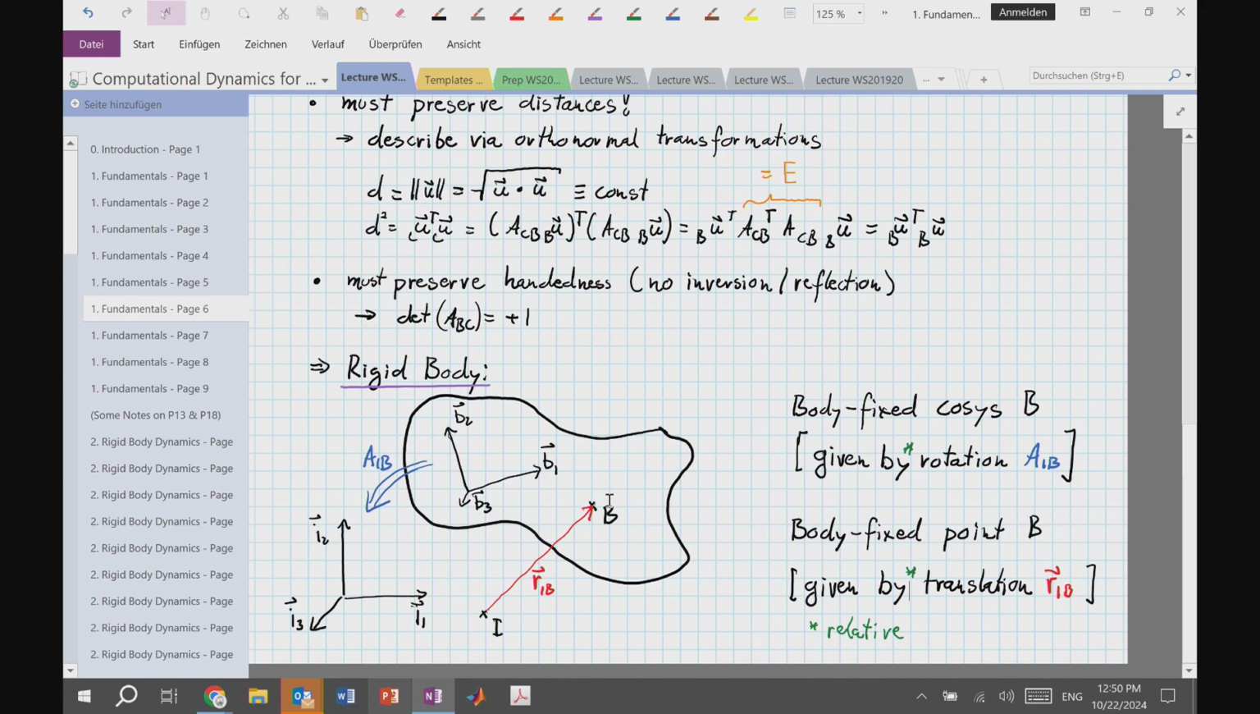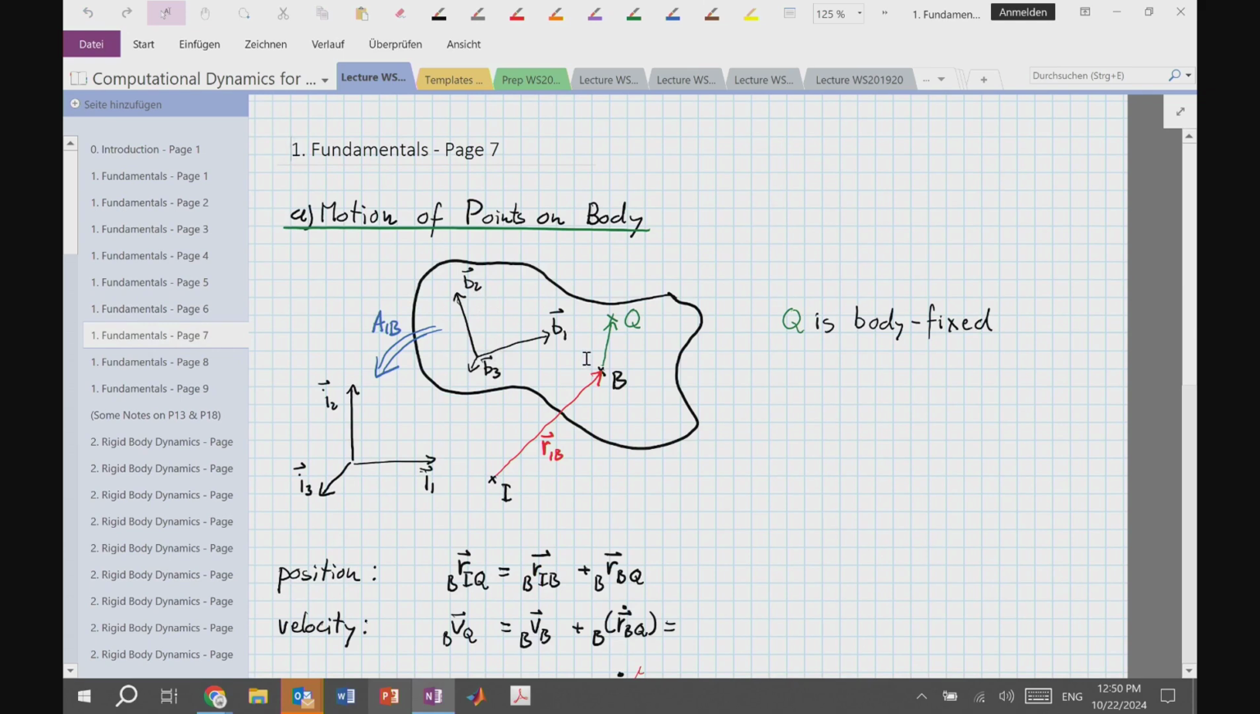And in the future, I will draw this point B here at the origin of the coordinate system. I think this is how you know this, drawing the point I here at the origin of this coordinate system. Here, I just separate it to make sure you understand that these are two different things. That's all I need.